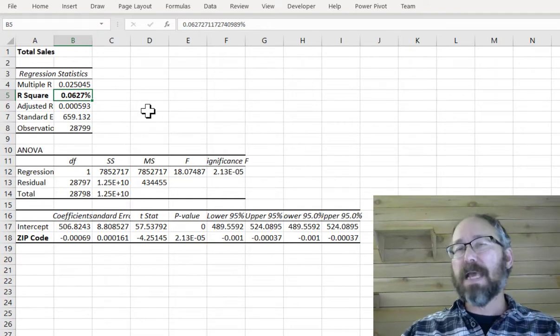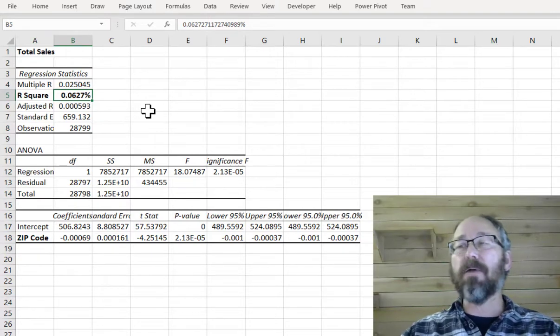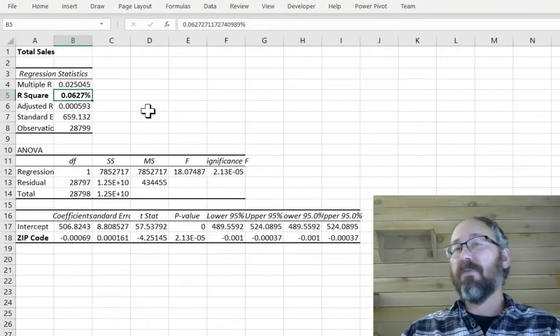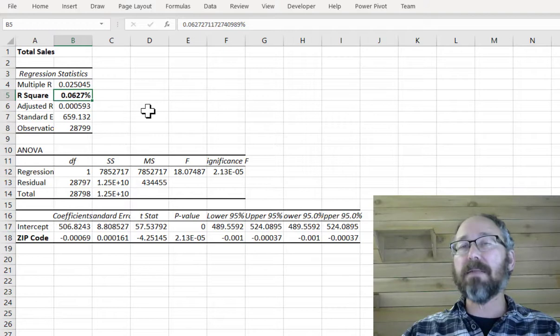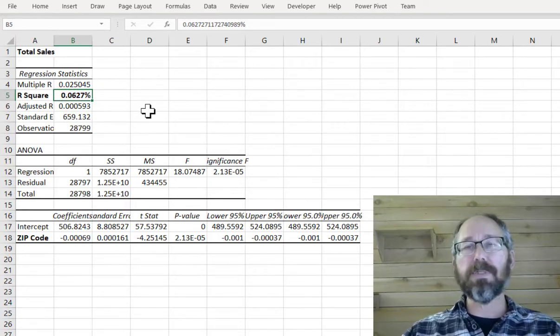But if we put our business hat on and think about what if zip code had an R-square of, say, 10%, an R-square of 15%, something like that, then we might want to modify our marketing approach so that we took zip code into account. But it's low, so it's 0.06%, that coefficient of determination. So it doesn't really influence the total sales.